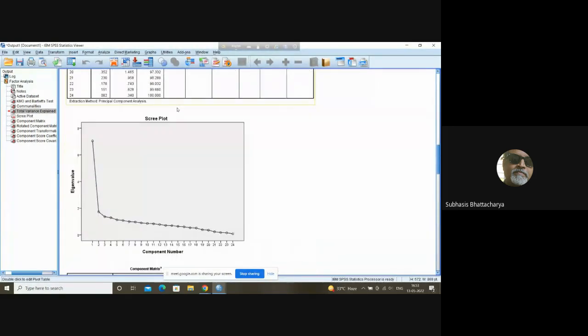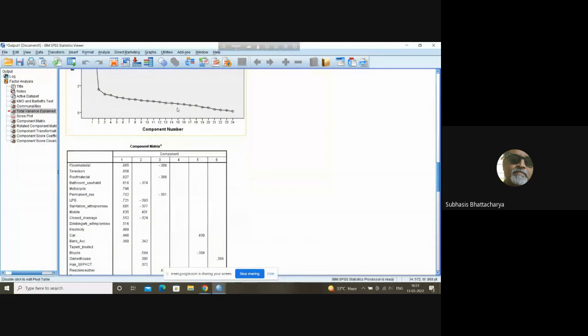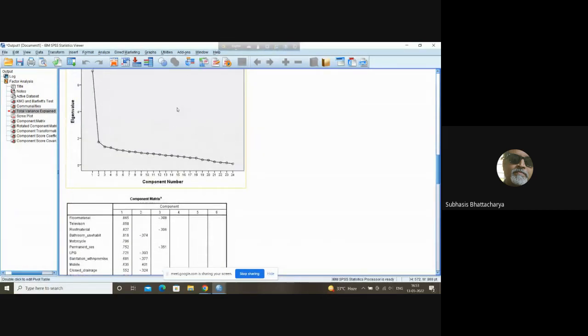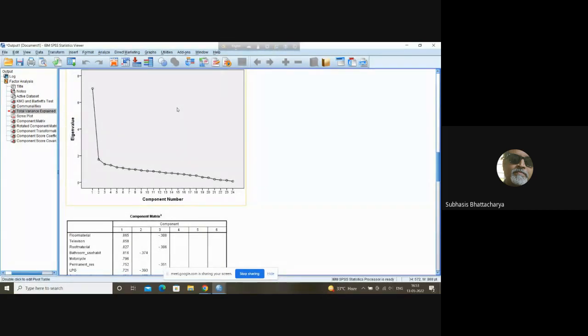We do not choose it earlier. So look at the scree plot first. The change in the graph, or the elbow, is where you find that after the first 2 factors, let's just consider up to factor 3. The component number is on the horizontal scale, and there is a huge fall.